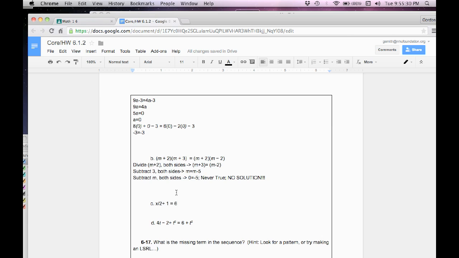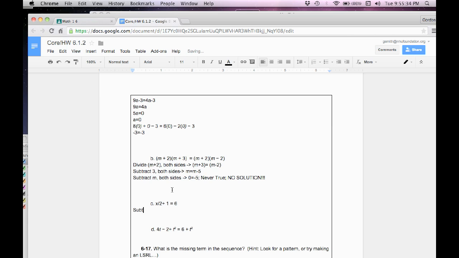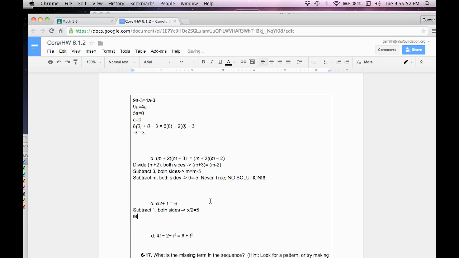Okay, C. I want to get x alone, so the first thing we gotta do is get rid of that 1. We'll subtract 1 from both sides, and that yields x over 2 equals 5. So now the x is nearly alone, but we need to undo the division. It's being divided by 2, so we're going to multiply both sides by 2.